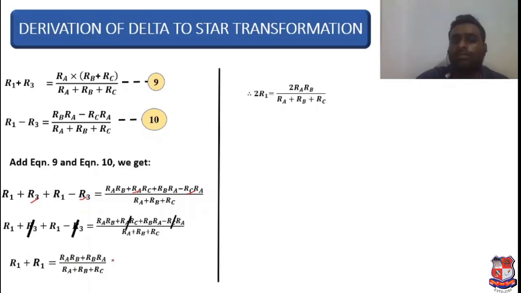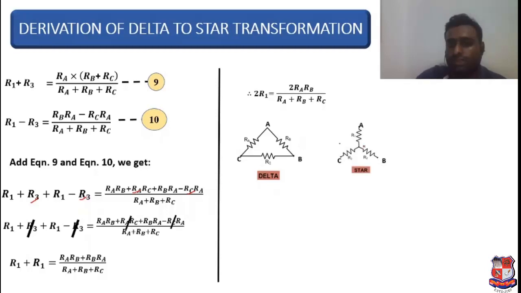Okay, so 2 times R1 will be equal to 2 times RA into RB divided by the addition of all the resistances, the equivalent resistance. Over here we have converted the delta circuit to a star circuit. We have found the value of this R1. So what is this R1? These two will get cancelled, so R1 will be RA into RB divided by the total resistance.